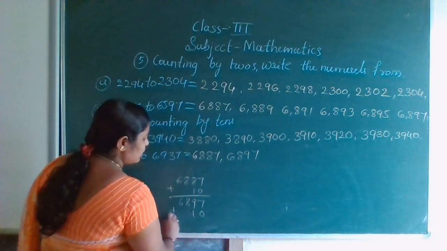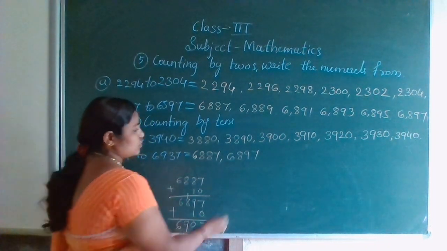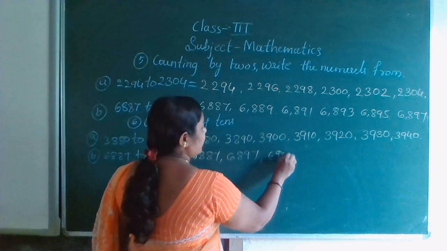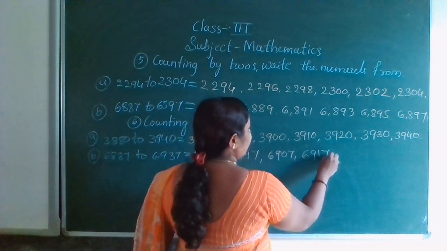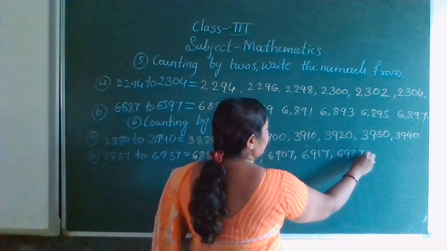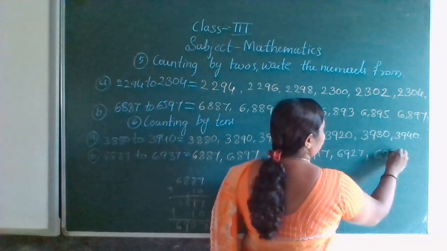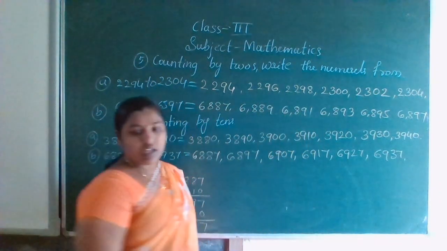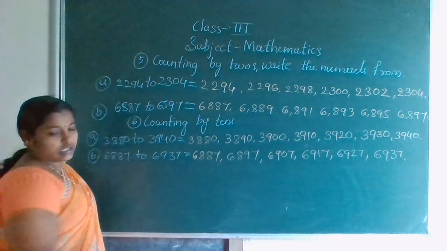Again you add 10 to this. 9 and 6. So 6907. Then 6917. 6927. Next 6937. This is skip count tens.